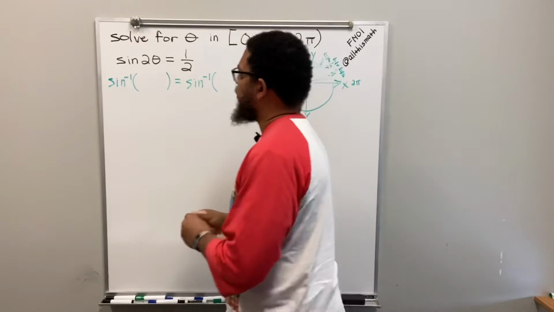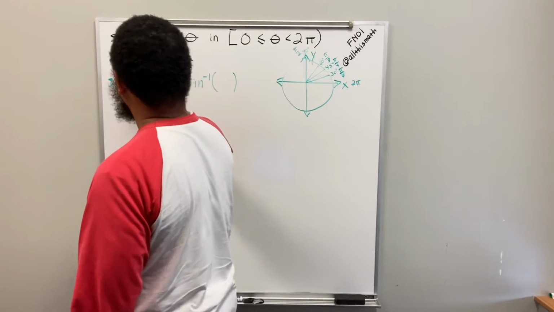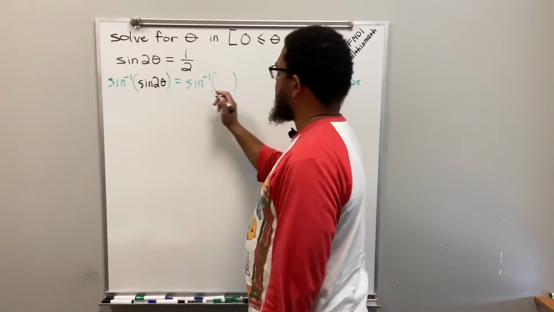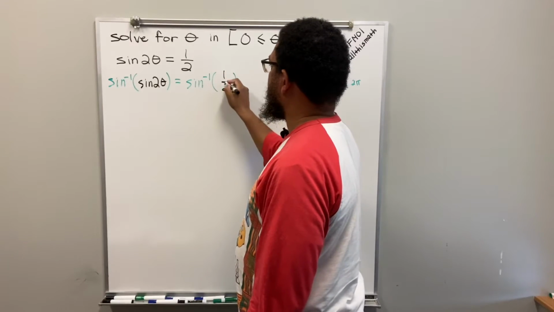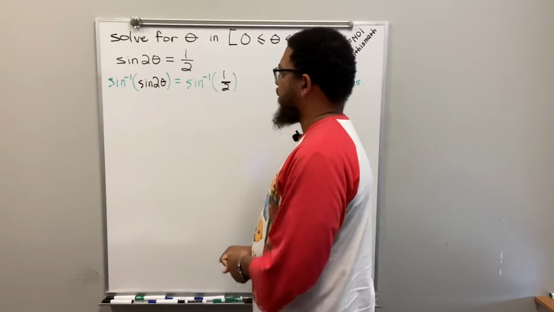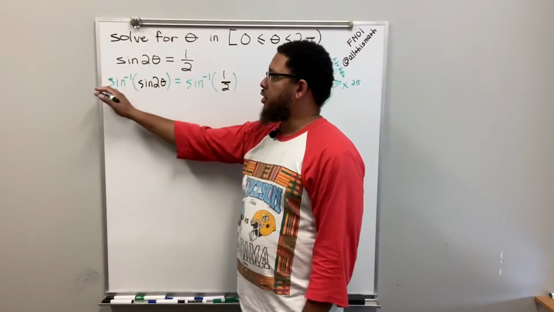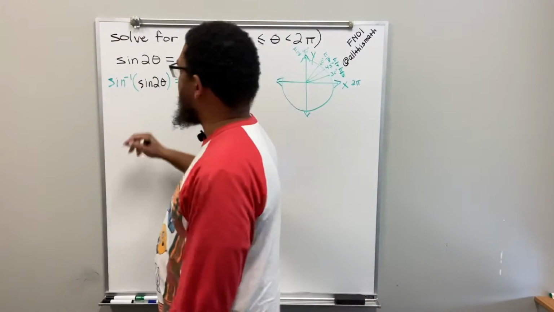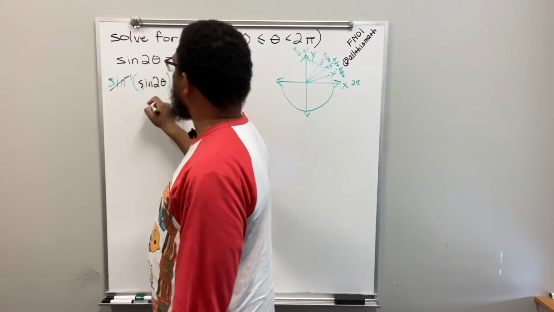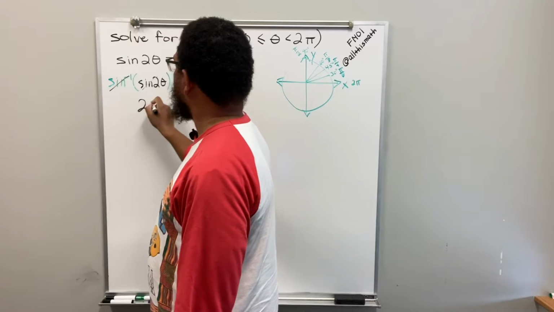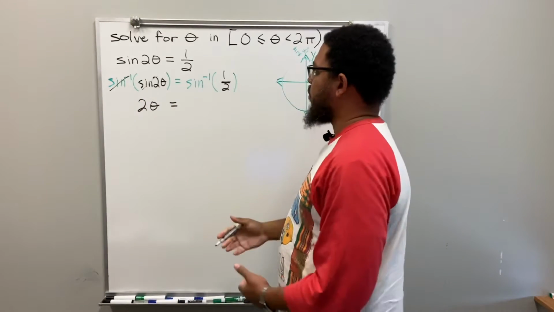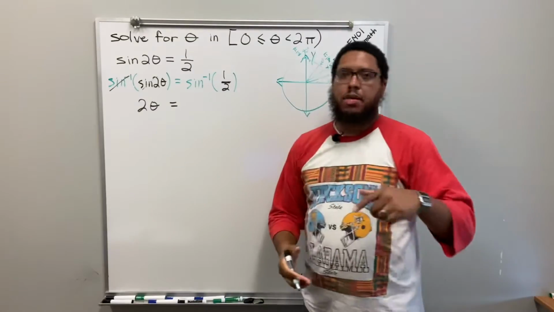So I'm going to have inverse sine of the sine of 2 theta, and I'm going to have the inverse sine of 1/2, right? Now, the inverse sine of sine, they cancel each other out, right? They cancel each other out. Boom, boom. So that leaves me with just 2 theta. And then over here, the inverse sine of 1/2. Now, this is where we got to think about the unit circle.